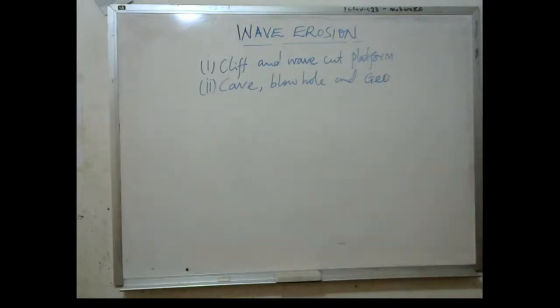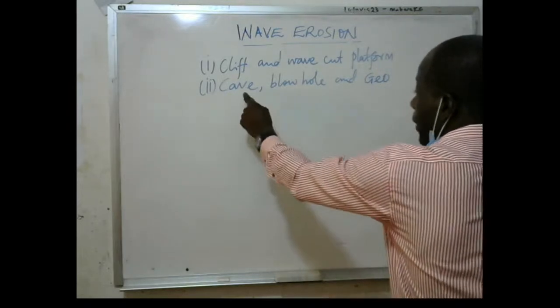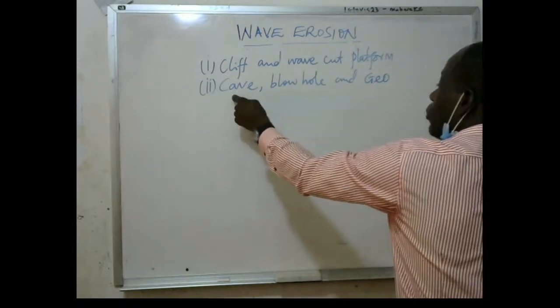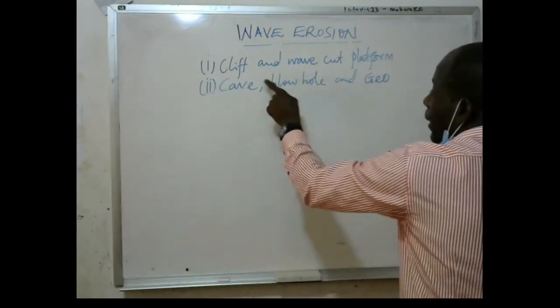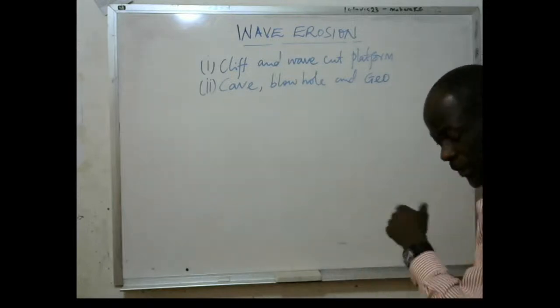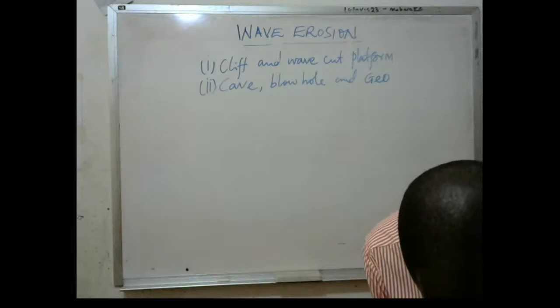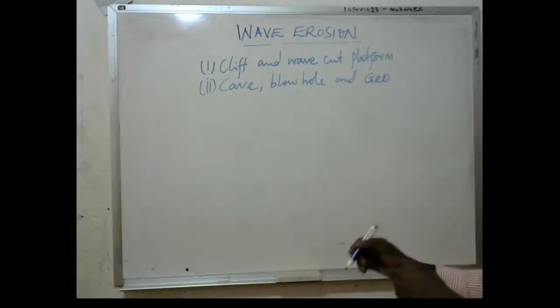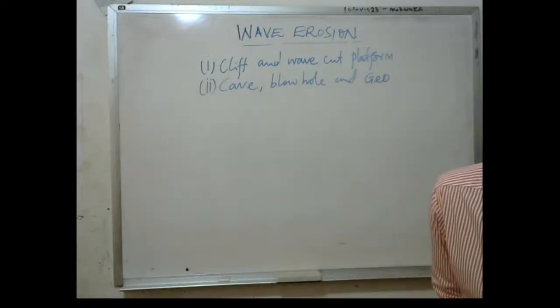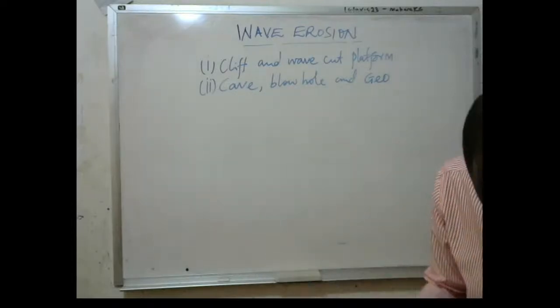So those are 3. That when the cave forms, there is likelihood that we shall have a blowhole forming. And where the cave is where the geo will form, as we shall see. So those 3 are almost formed in a similar way. So one leads to formation of the other. Then, because you cannot have this without this, as we shall see.